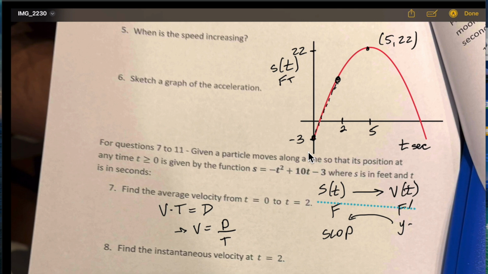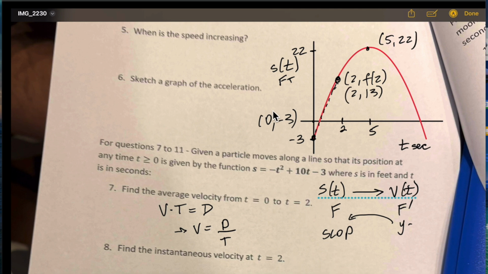How do we get the slope of that secant line? Well, again, we do 2 comma f of 2, and here we know that if we plug in 0, we get negative 3. And when you do that, f of 2 turns out to be 13.